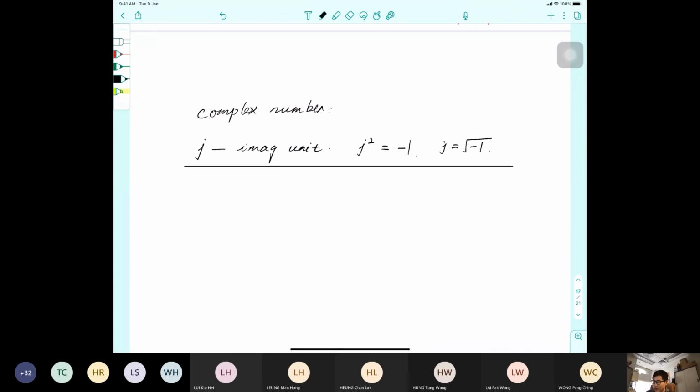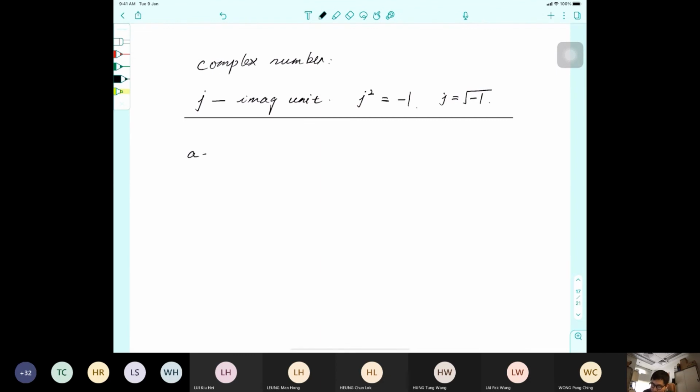Let's first review complex numbers, which is very important here. What is j? It is the imaginary unit, right? That is, j squared equals negative 1, so j equals the square root of negative 1. Let's remember this. For a complex number a plus jb, what is its absolute value?